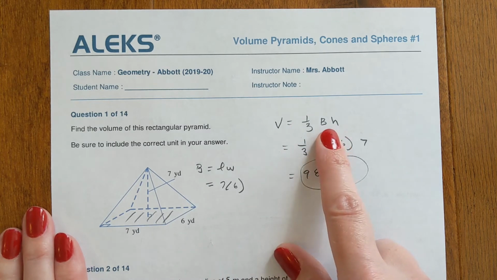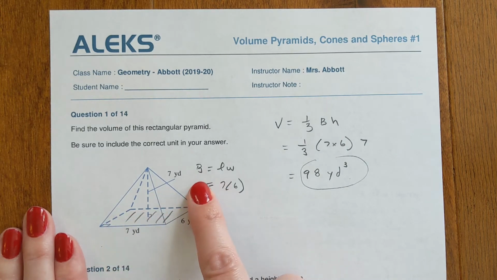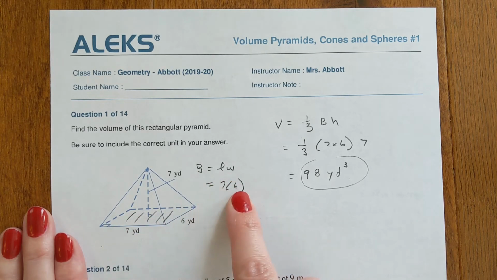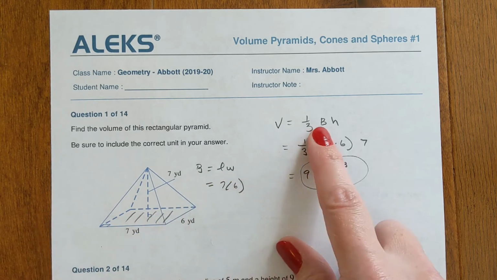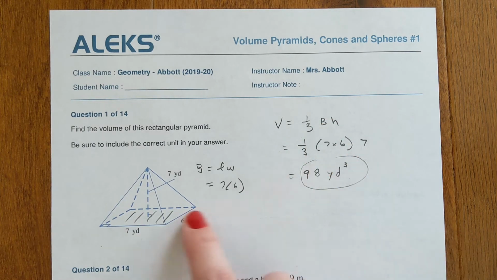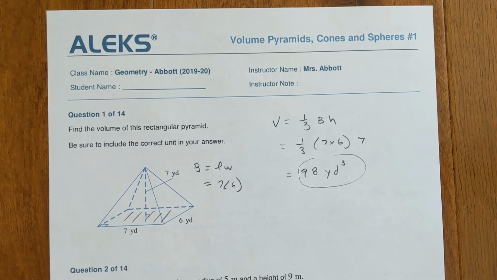So the capital B still stands for the area of the base, and the base is a rectangle. So the area of the base is the length times the width, 7 times 6. So the volume is the area of the base, 7 times 6, and then times the height of the pyramid, which was 7. And that gives you 98 for number 1.